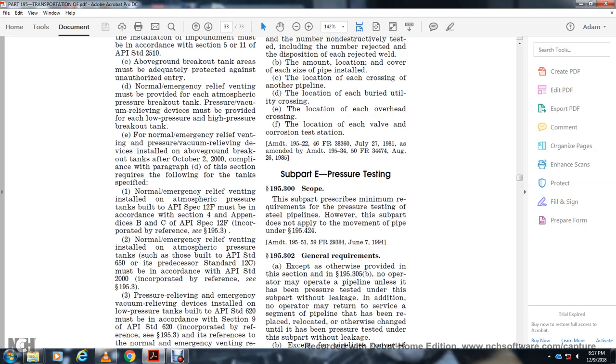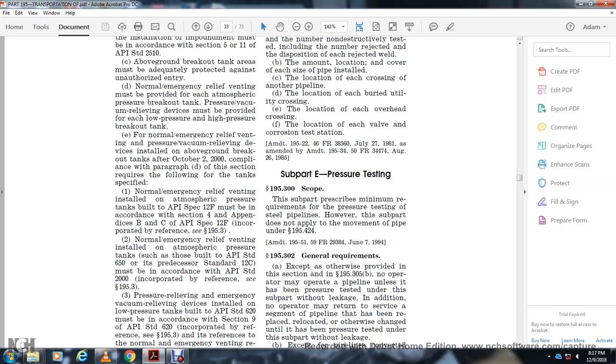Alright, Subpart E, pressure testing. 195.300 scope. The subpart prescribes the minimum requirements for pressure testing steel pipelines. The subpart does not apply to movement of pipe under 195.424, 195.302, or the requirements of the subpart otherwise provided in section 195.305. No operating operator may operate a pipeline unless it has been pressure tested under this subpart without leakage.